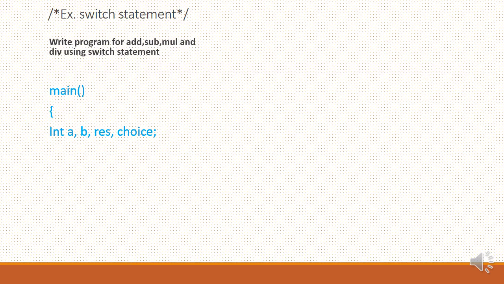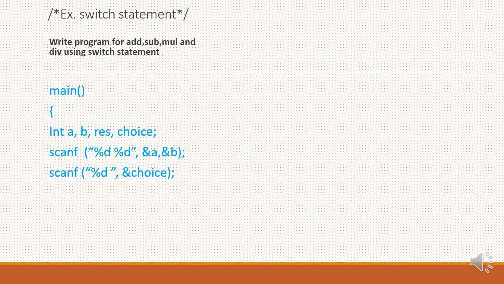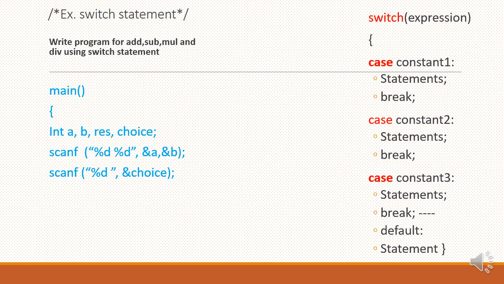Now, what happens next? After this I have to read the values of a and b using the scanf statement. After reading these values, you always have to read the choice first. Only after the choice do you write the switch statement. Let us begin the switch statement. For your reference, I have taken the syntax here. Using this syntax, we are going to write the switch statement for this program.